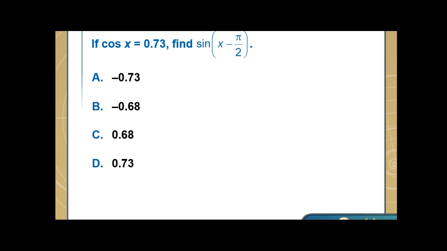So go ahead and see if you can figure this out. Knowing that cosine of x is 0.73, find sine of x minus pi over 2.